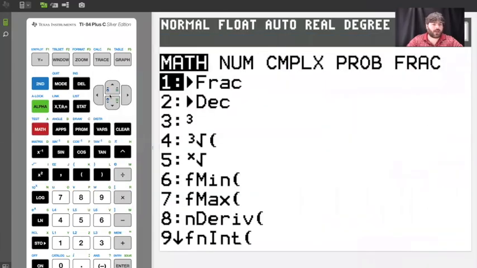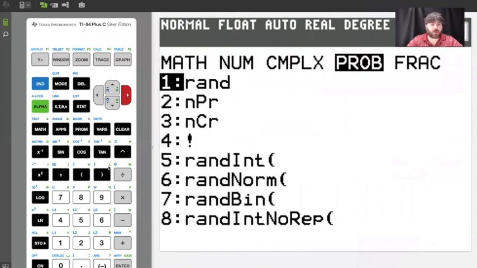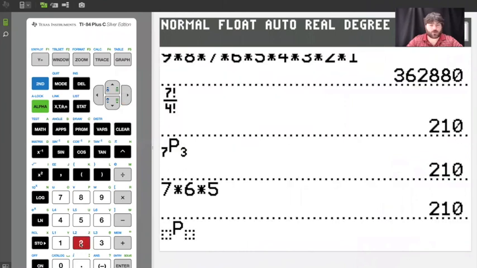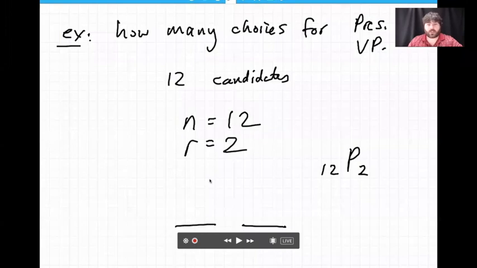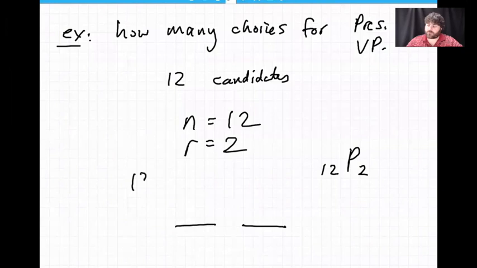All right, math over to probability. That's what prob means. And number 2 is the permutation. So 12 permute 2, 132. There's 132 different possibilities from the 12 candidates to pick a president and a vice president. Okay, pretty straightforward. All right, so moving on to what we call combinations.